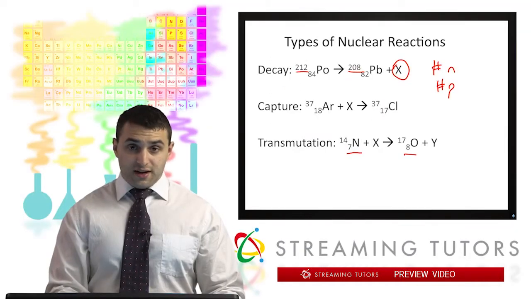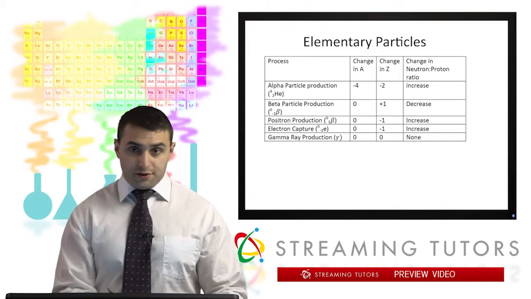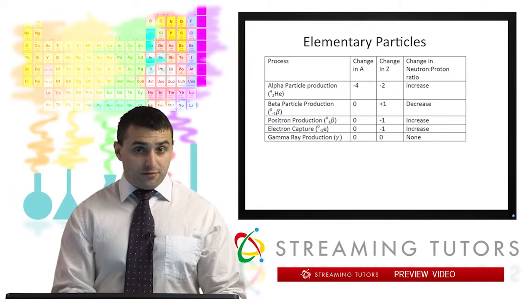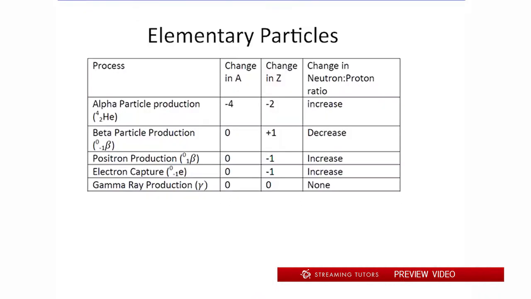So now let's look at the kinds of particles that can be involved in a nuclear reaction. These are called elementary particles. They're the things that are released or produced or captured in nuclear reactions to change around the mass number and the atomic number. The first most common one is what's known as the alpha particle. You sometimes see that as the sign alpha, which looks like something like this. This has the same configuration as a helium nucleus, meaning it has a mass number of 4, atomic number of 2, which means 2 neutrons, 2 protons.